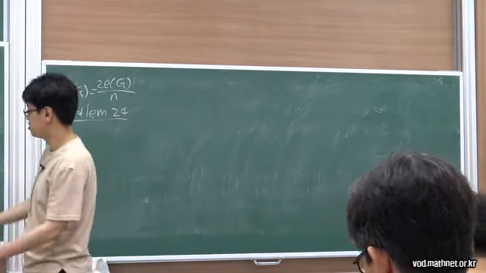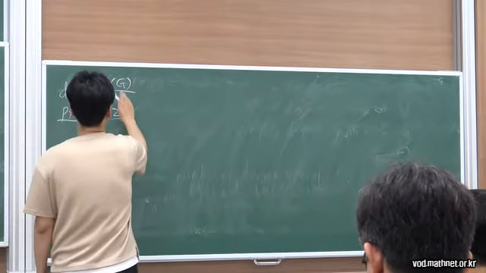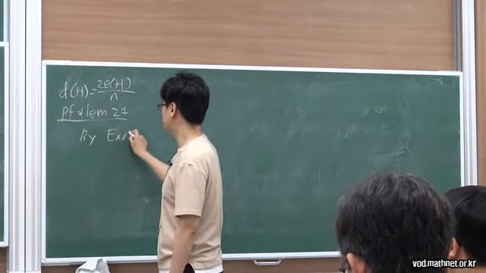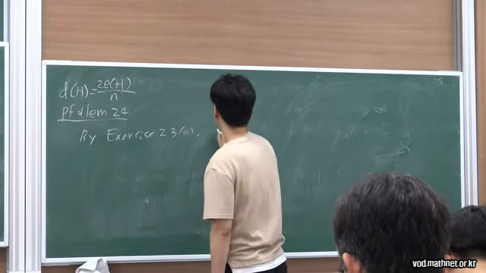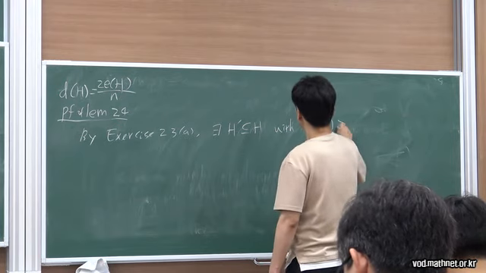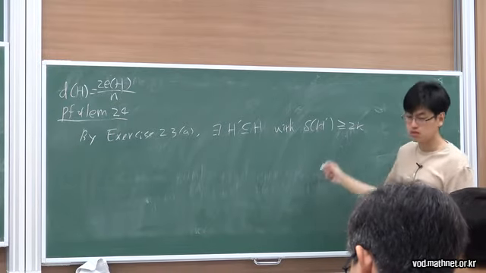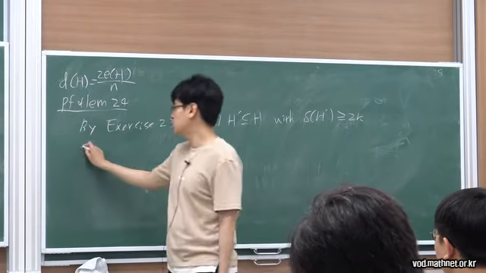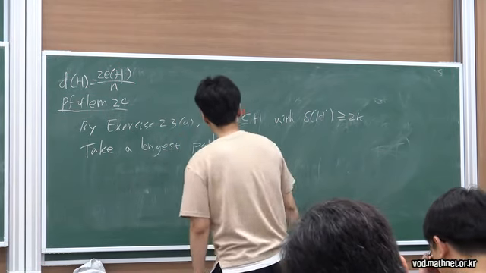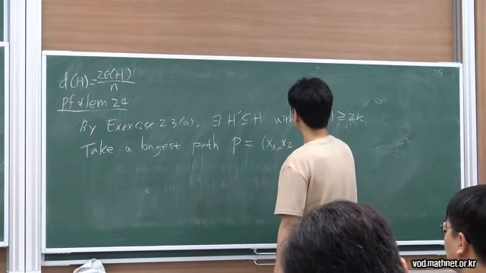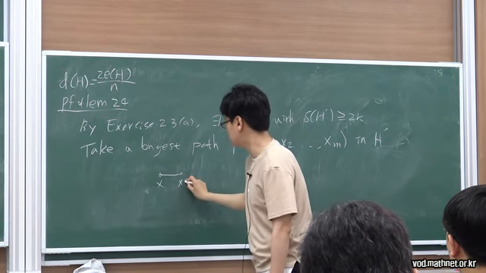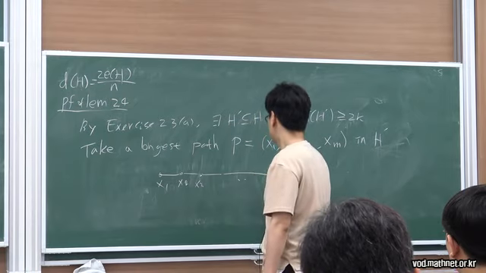In the printout I wrote it as H, so let's just use H. By exercise 2.3a, there is a subgraph H' of H with minimum degree at least 2k. The average degree was 4k, and the minimum degree is at least 2k. And we take a longest path in H'. Let's say the longest path is P, which is x1, x2, x3, up to xm.